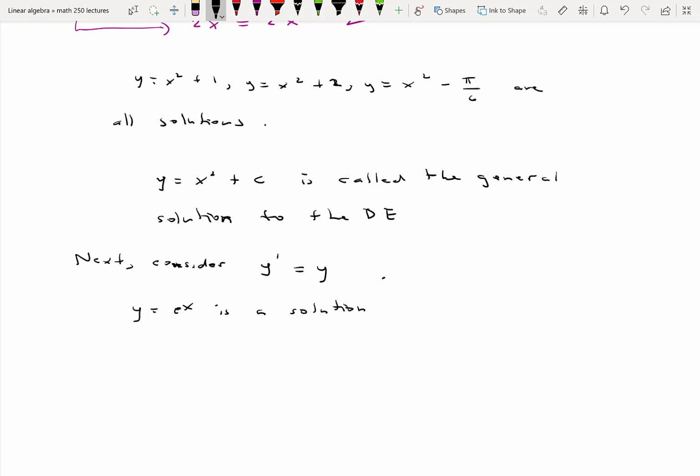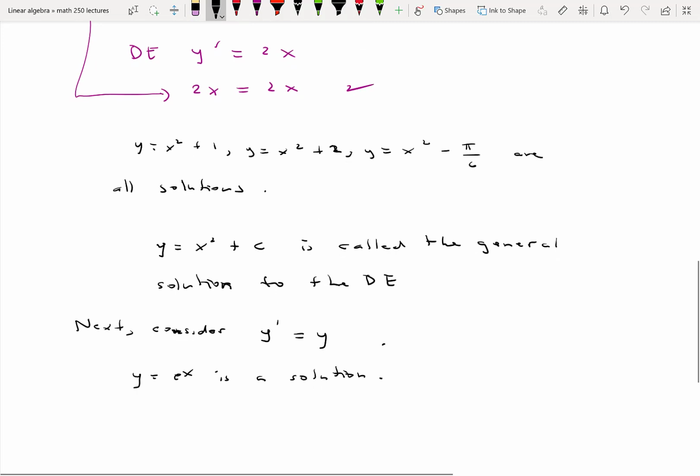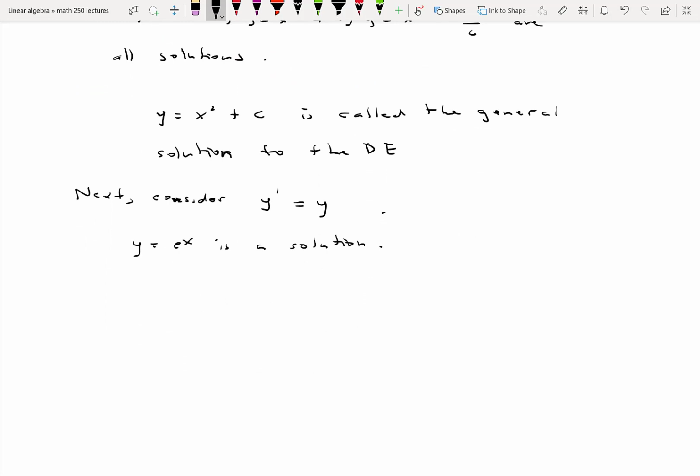Now, I chose this differential equation on purpose because I don't want you to generalize the structure of the solution of the first differential equation, that is x squared plus a constant, x squared plus 1, plus 2, minus pi over 6, etc. I don't want you to assume that that automatically works. y equals e to the x plus 1 is not a solution.